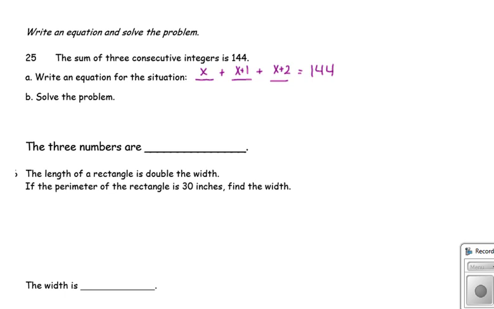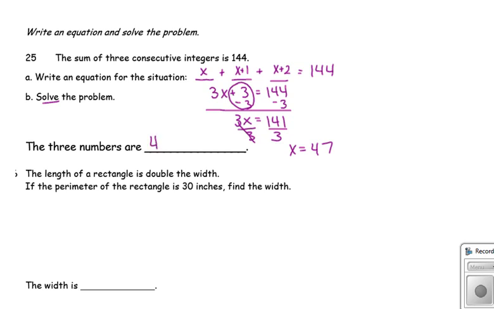You could also simplify it. 3x plus 3 equals 144. Then solve the problem. Subtract 3 from both sides of the equation. Simplify. That gives us 3x on the left and 141 on the right. Divide both sides by the coefficient. The value of x is 47. The question is asking what are the 3 numbers. The 3 numbers are 47, that's the first one. The second one will be 1 more than that, 48, and the third will be 2 more than that, 49.